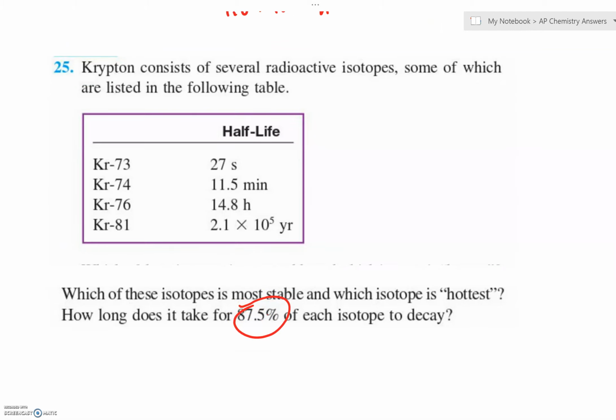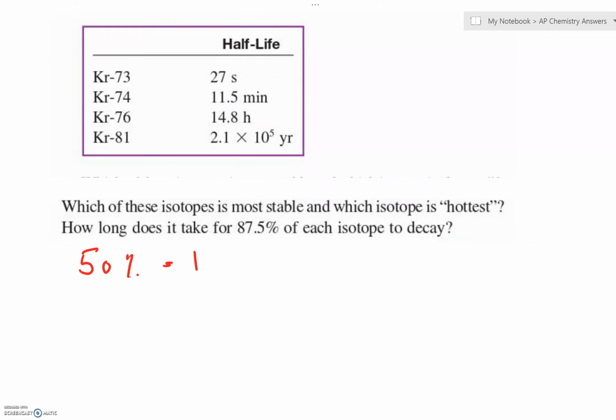And remember that when you're doing this, 87.5 percent decayed means we've lost 87.5%, leaving 12.5%. So how long does it take for 87.5% of each isotope to decay? 50% is 1 half-life. Then when you lose another half, you're down to 25%. And then when you lose another half, you're down to 12.5%. So give that a try, please.